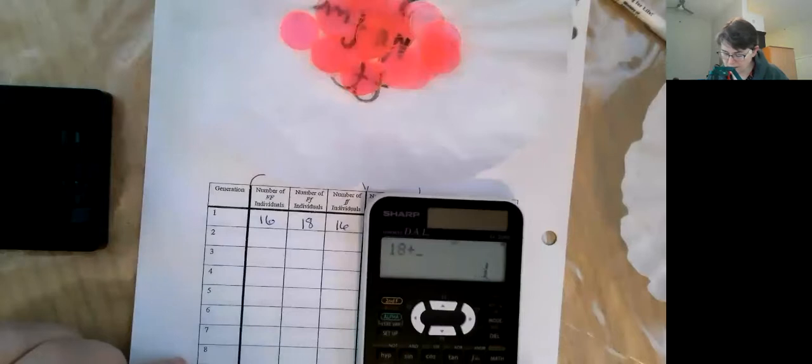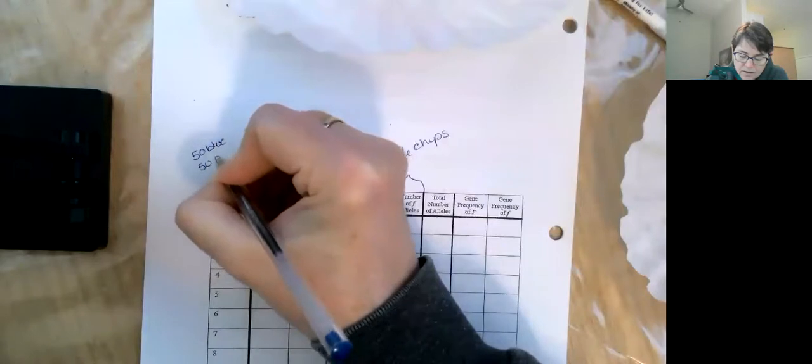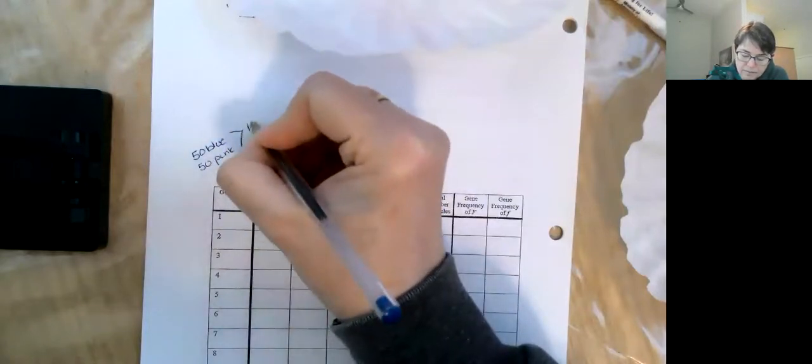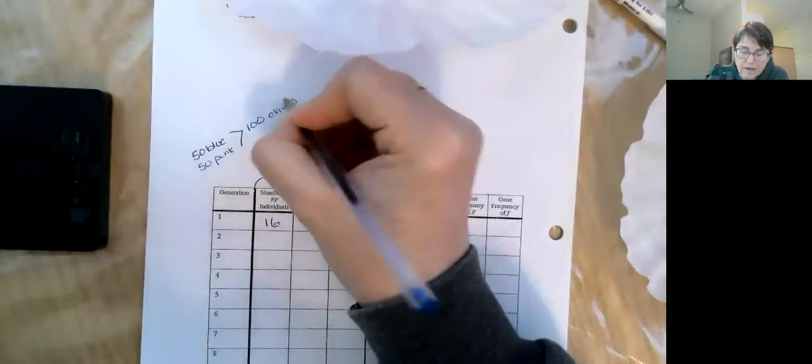Now, I want to do a quick bit of math here, make sure I'm okay. 18 plus 16 plus 16 in my original generation, 50. Well, there should be, because we had 50 blue chips and we had 50 pink. 100 chips in total. And for how many pairs that's going to be, if we divide by 2, 50 pairs. It adds up to 50 the first time. And by the way, the fact that this and this match, that was just dumb luck. So we counted by pairs.